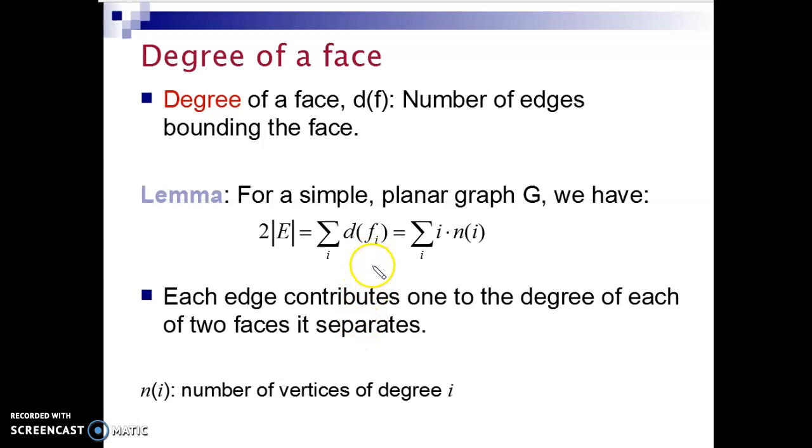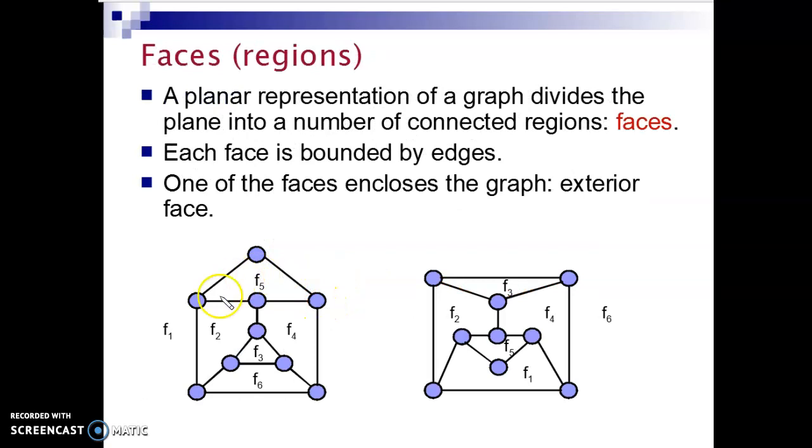There is a simple relation between the total number of edges of a graph and the total degrees of the faces. For any simple planar graph G, we have this relation here. The number of edges multiplied by 2 is equal to the total of all degrees of faces in the graph. Please verify this formula on the previous example here.